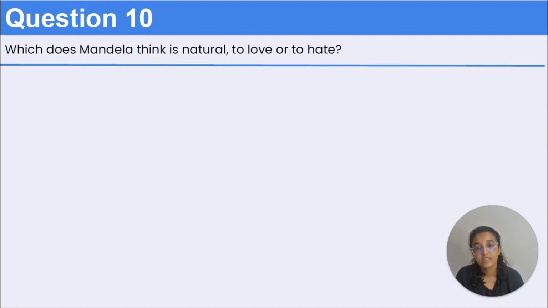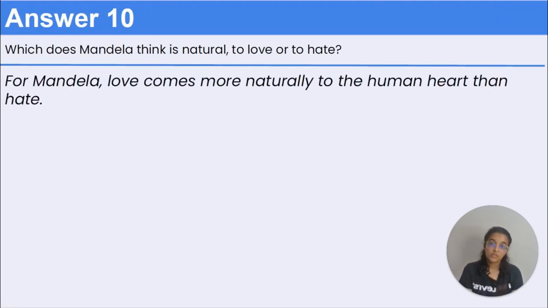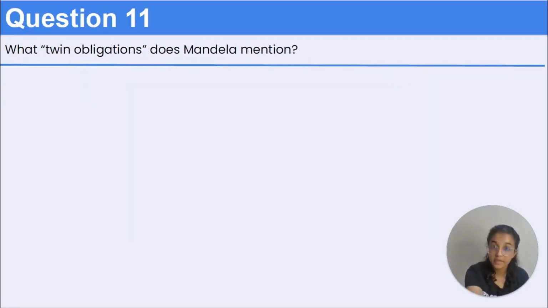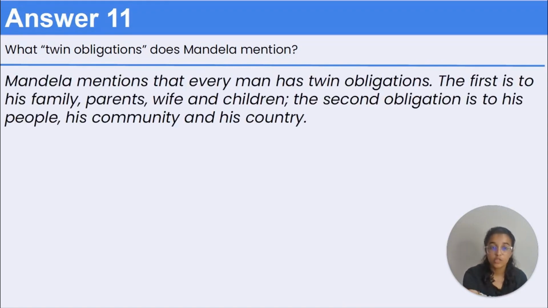Which does Mandela think is natural, to love or to hate? So according to Mandela, love comes more naturally to the human heart than hate. What are twin obligations that Mandela mentions? So he mentions that every man has twin obligations.